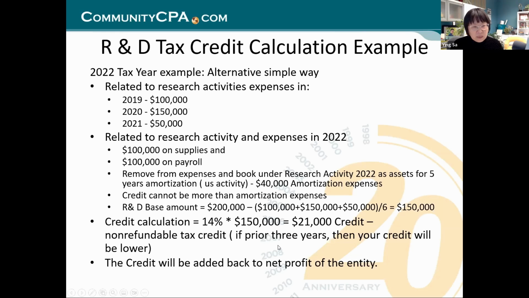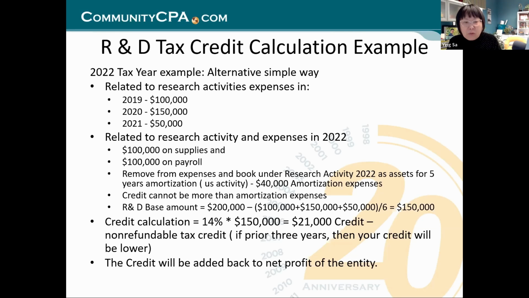Examples here. So in 2022, I want to calculate the R&D tax credit, but I want to use the alternative simplified way. The alternative simplified way is I need to know my R&D expenses for the 3 prior years: 2019, 2020, 2021. You can see I spent 100,000 in 2019, 150,000 in 2020, and 50,000 in 2021. Now, related to research activity and expenses in 2022, I spent 200,000.